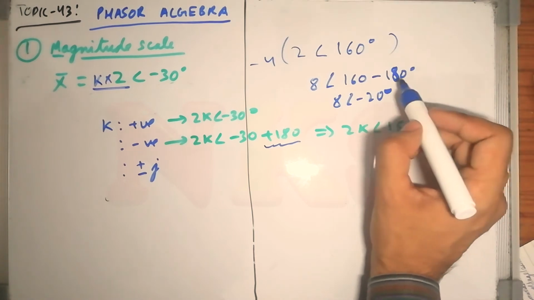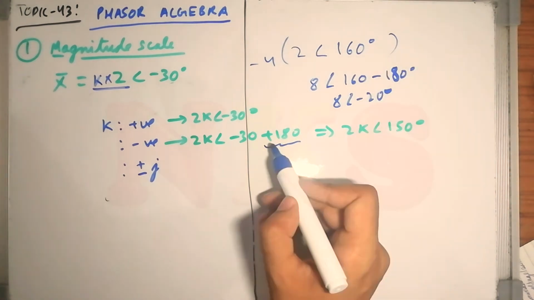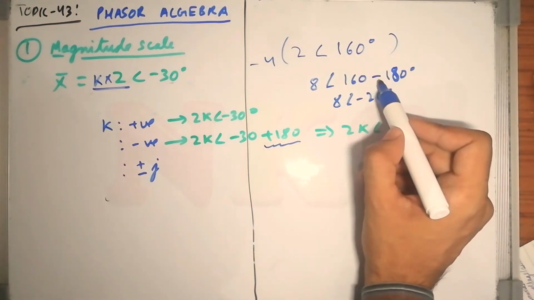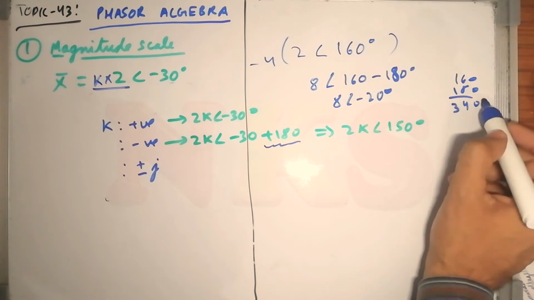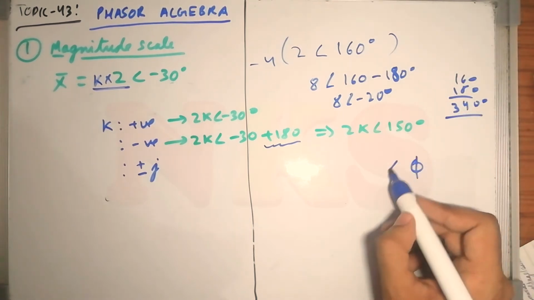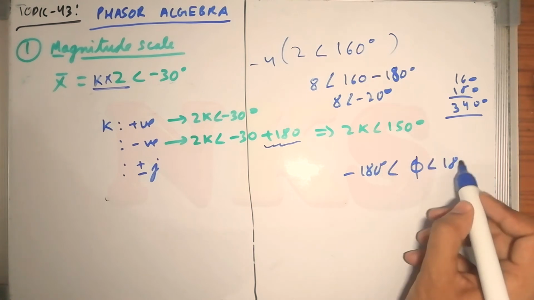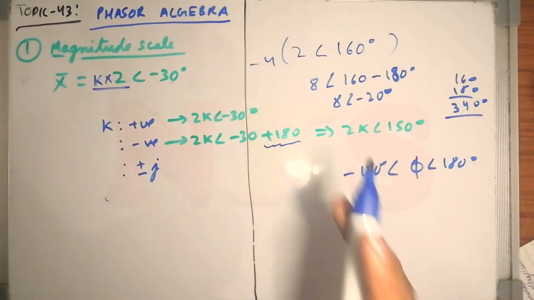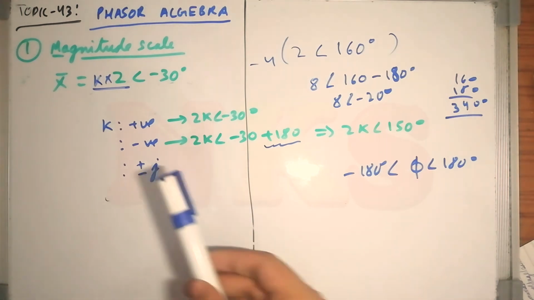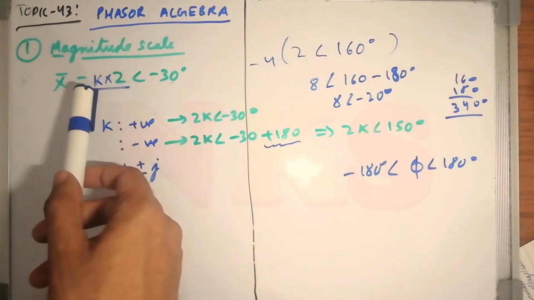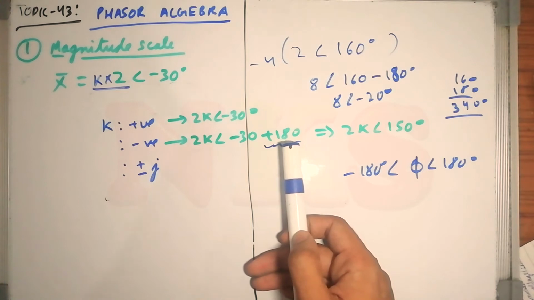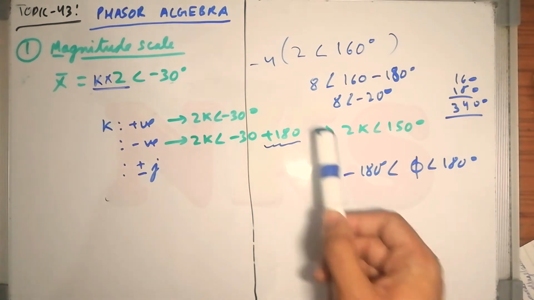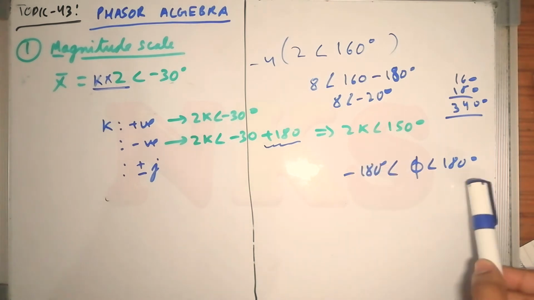Now you must have a question in your mind: why have I not added plus 180, as I did before? If I add plus 180 here, then 160 plus 180 is 340 degrees. But our phase angle range is minus 180 to 180 degrees, that I have told you. So we can't do this. The conclusion is that if the magnitude is scaled by some negative constant, then in the phase you either add 180 or subtract 180, depending on which gives the final phase angle in this range.